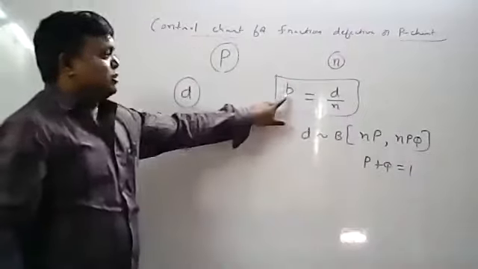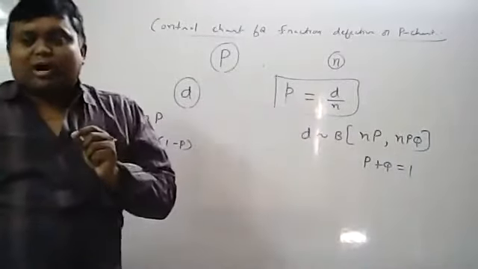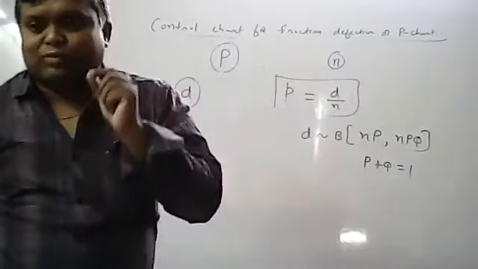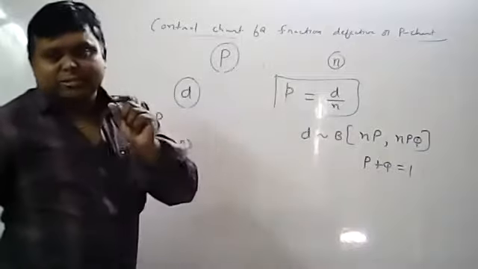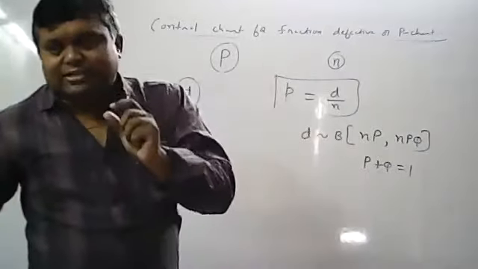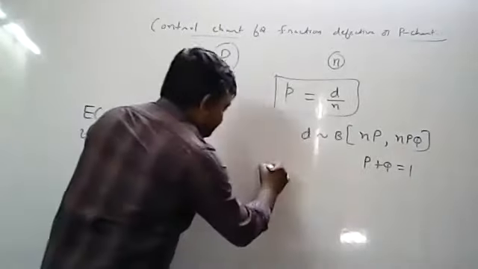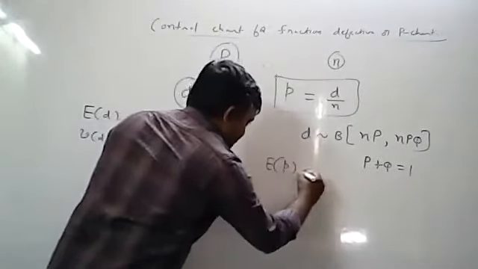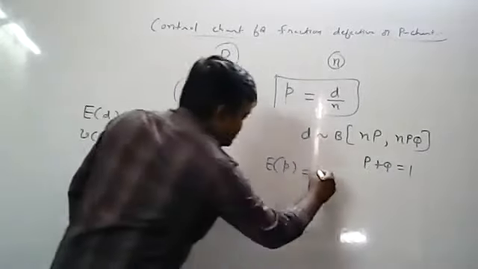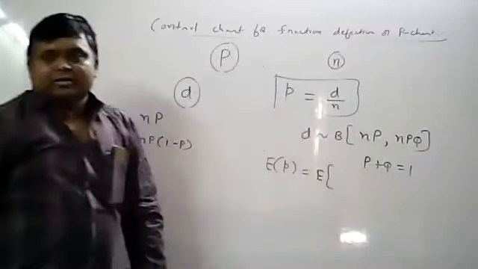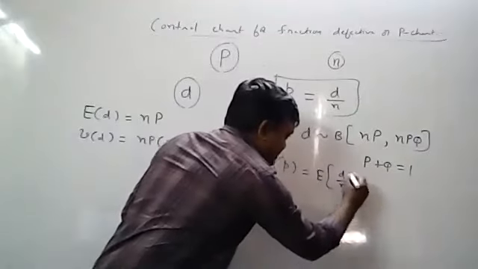P chart means you have to calculate with the sample proportion. What is the sample proportion formula? D by N. Now I have to calculate the mean and the variance of small p. Mean means expectation of small p, and variance means variance of small p. First I will calculate the expectation of small p. Small p is nothing but D by N, so expectation of D by N, where D by N is the small p value.